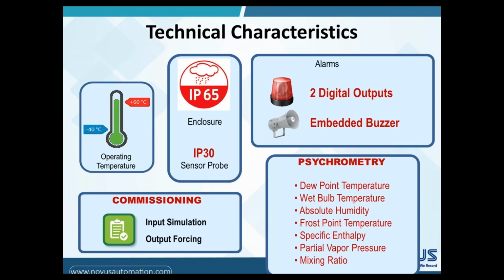The RHT climate is constantly calculating all those 7 psychrometric properties from the measured relative humidity and temperature. Those properties can be presented on the display, can be transmitted to analog output, or can be read on the Modbus table. We have dew point temperature, wet bulb temperature, absolute humidity, frost point temperature, specific enthalpy, partial vapor pressure, and mixing ratio.